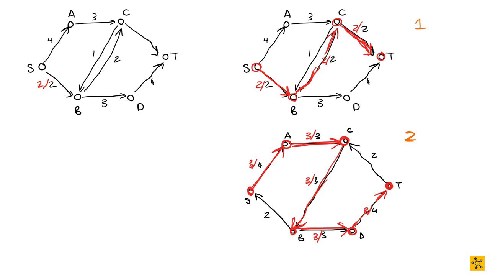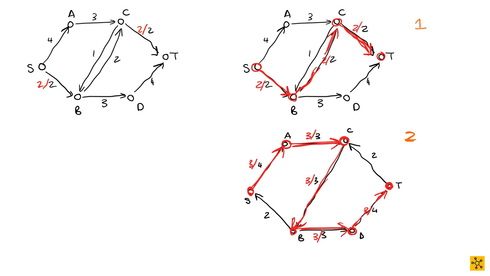We also have from C to T, we're going to have the 2 and 2. And I've gotten the capacity there, so let's just write it in. So we have the 2 and 2 situation there. Where things are going to get a bit different is in this area, but I'll elaborate on that in a bit.